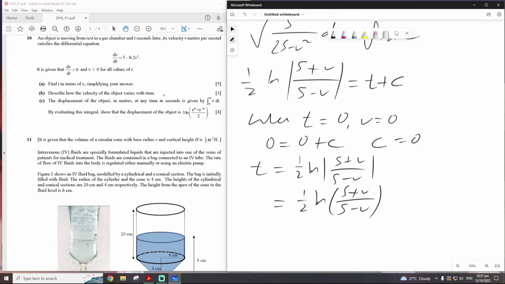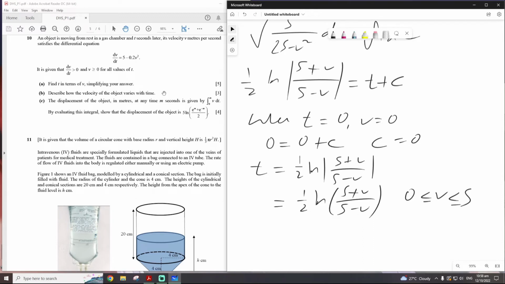So therefore, we can actually conclude that 0 is less than or equals to v less than 5. Okay, I know division by 0 is undefined, but you get the idea lah. Okay, so this will be t in terms of v.